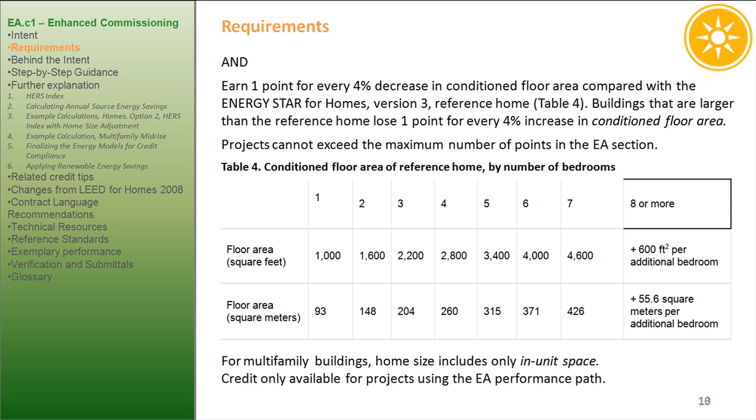7 bedrooms equals 4,600 square feet or 426 square meters, and 8 or more bedrooms equals 600 square feet or 55.6 square meters per additional bedroom. For multifamily buildings, home size includes only in-unit space. Credit only available for projects using the EA performance path.